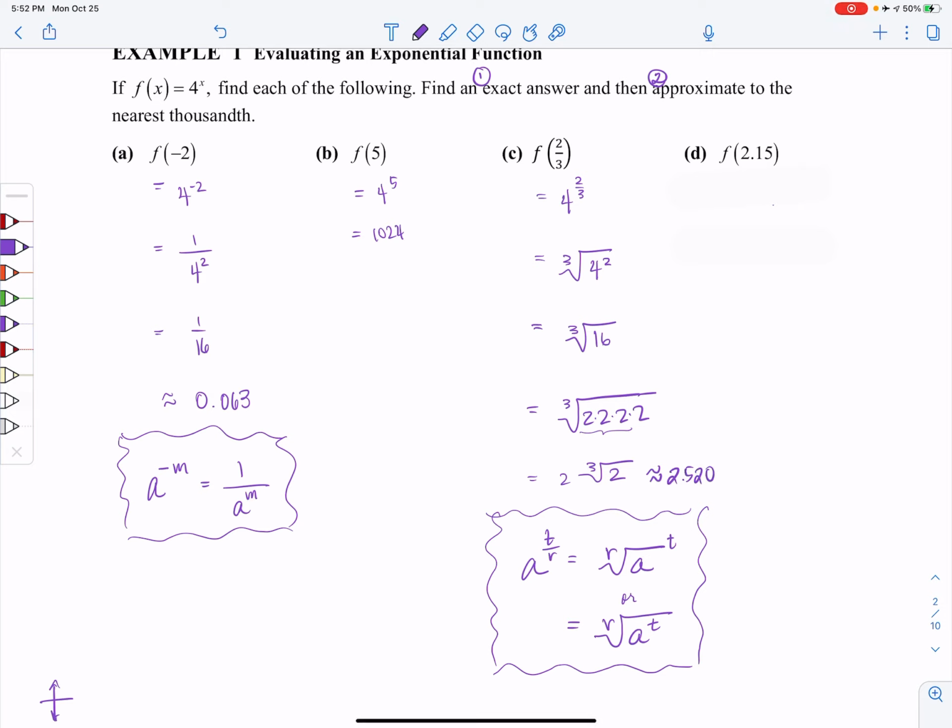And then last but not least, we have part D, and plug in 2.15 for our x, and we can throw that into the calculator, and that'll be 19.698. All right, so this particular video then, we'll go ahead and stop this one and pick up for the next video.